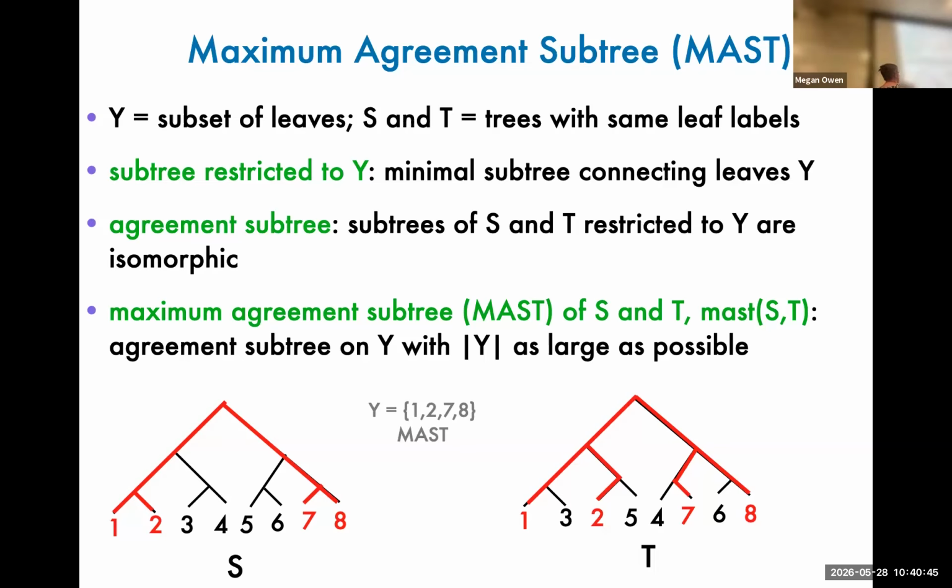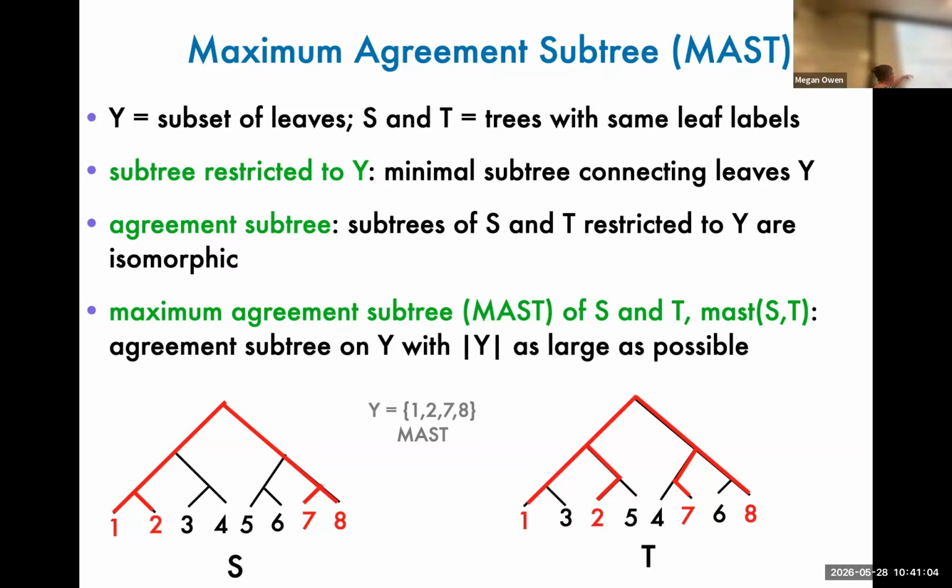It just matters that 1 and 2 come up to a common node here, and the same over here. Do they come up to a common ancestor? Yeah, the labels definitely matter, but you're allowed to switch. I could switch these two around and that doesn't matter.